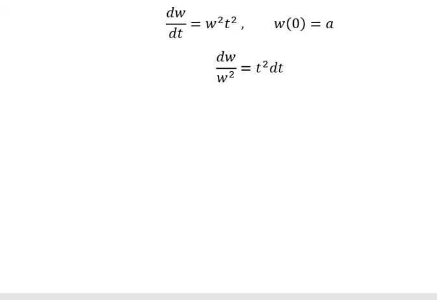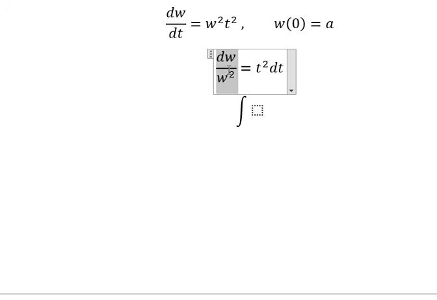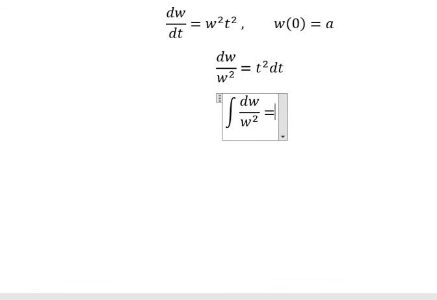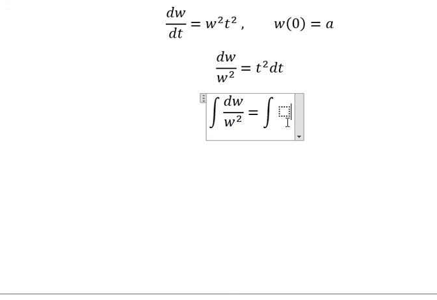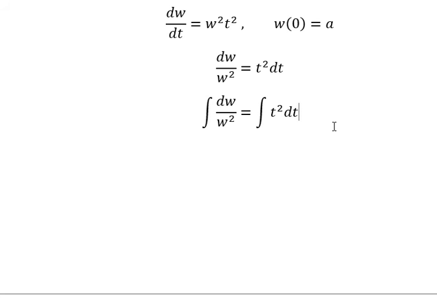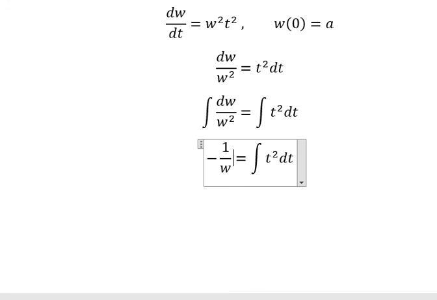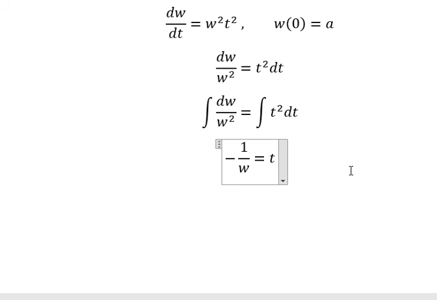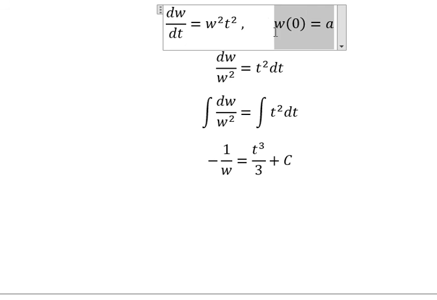Next, we need to integrate both sides. So this one we have negative 1 over w. This one is about t to the power of 3 over 3, and I will put c. We have conditions.